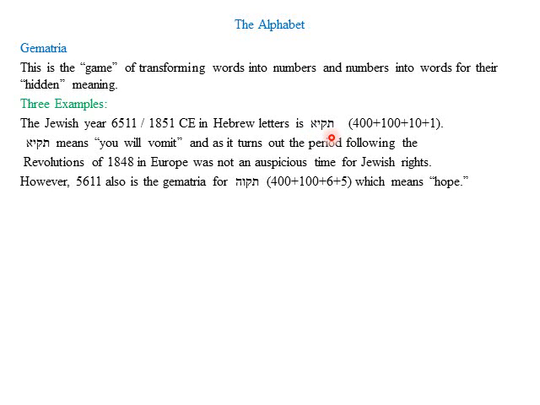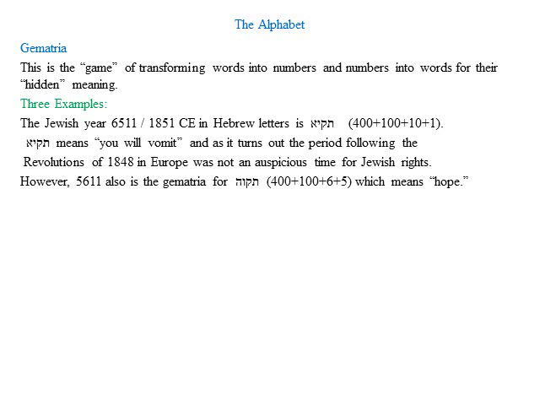The problem with the word Taki is it means you will vomit. And as it turns out, the period following the revolutions of 1848 in Europe was not a particularly auspicious time for Jewish rights. So it spoke volumes.